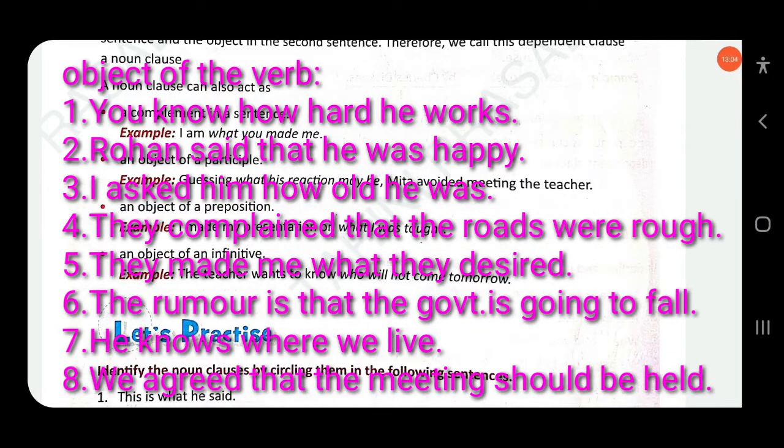Similarly, take another example, Rohan said that he was happy. Rohan said what? That he was happy. So that he was happy, this is a noun clause and it functions as an object in the sentence. Clear? Next example, I asked him how old he was. I asked what? I asked him, okay, how old he was. So how old he was, this is noun clause and it functions as an object.